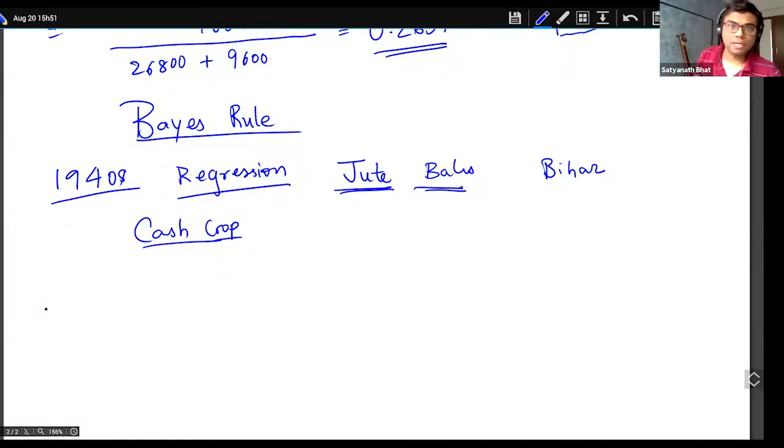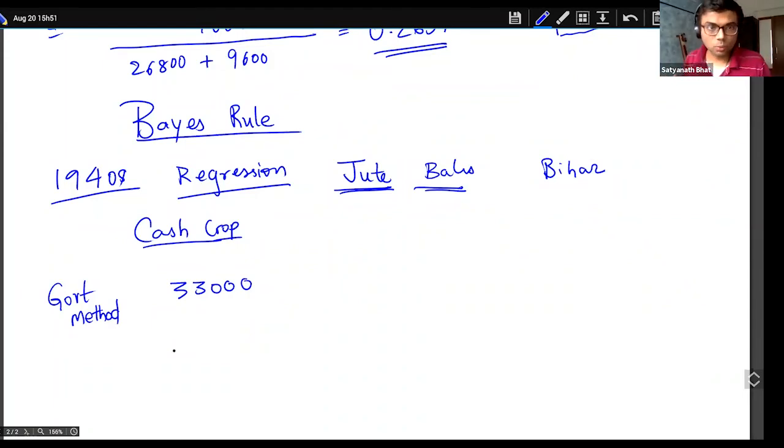What used to be done by the government at that time is that they used to have something like 33,000 employees. Okay, so this was the government method. 33,000 employees used to go to the farms in Bihar, every district, every village. They used to talk to the farmers, they used to try and estimate what is the production. I mean, what do you think the jute will be? And they will try to collect the data, and then they will try to predict it.